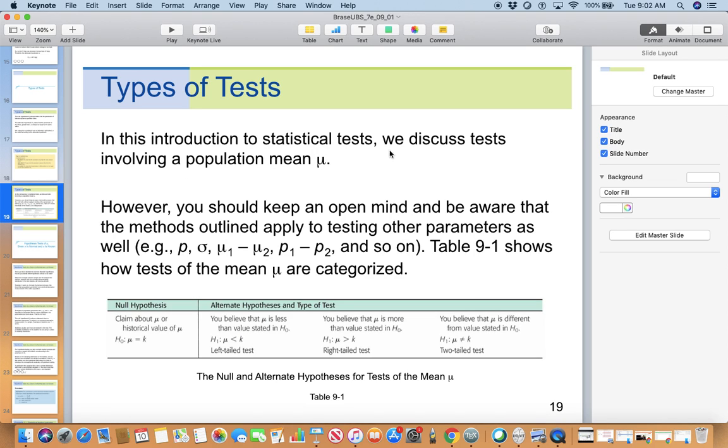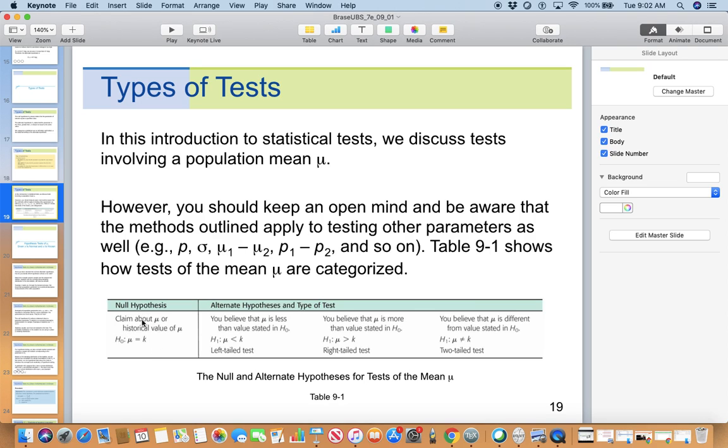In this introduction to statistical tests, we discuss tests involving a population mean mu. However, you should keep an open mind and be aware that the methods outlined apply to testing other parameters, for example, p, sigma, mu1 minus mu2, p1 minus p2, and so on. Okay, so null hypothesis, this is just an example. Instead of mu, you could have p, sigma, whatever, right? But pretend we are talking about mu.